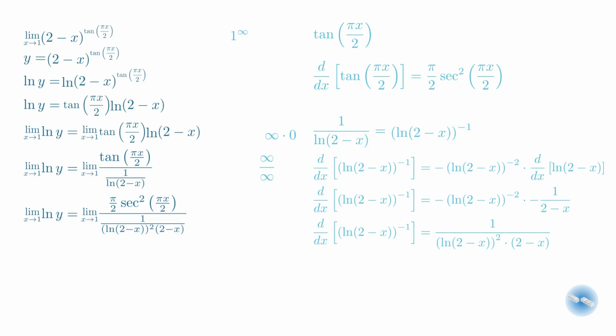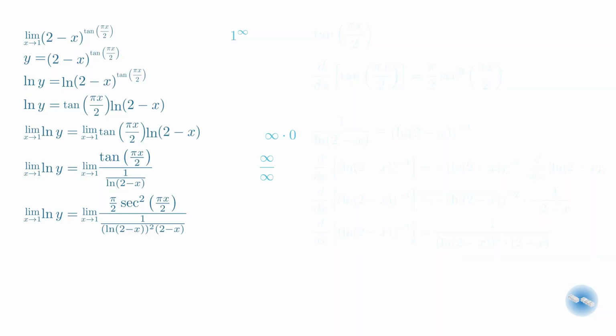Now rewrite the limit as the derivative of the numerator over the derivative of the denominator. Simplify the expression before evaluating the limit. Evaluating the limit gives yet another indeterminate quotient 0 over 0, which requires L'Hopital's rule. Differentiating the numerator requires the use of the product rule.